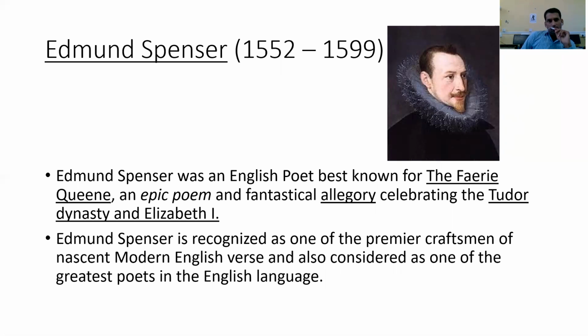Now we will talk about the poets. Edmund Spenser, 1552 to 1599, is the time span of Edmund Spenser. Edmund Spenser was an English poet best known for The Faerie Queene, an epic poem. An epic poem is a long poem which can be sung, and a fantastical allegory celebrating the Tudor dynasty and Elizabeth I. This poem is written on the subject of Queen Elizabeth I.